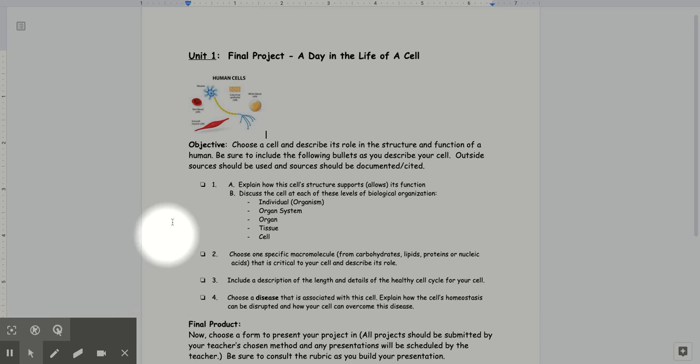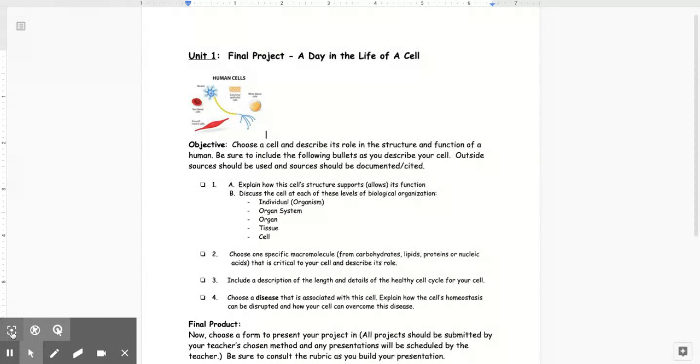Hi, in this video, I'm explaining the Unit 1 final project called A Day in the Life of a Cell. So the first thing you're going to do is choose a cell and describe what it does and how it looks. And this has to be a human cell. So please be mindful of that. This is a human cell.